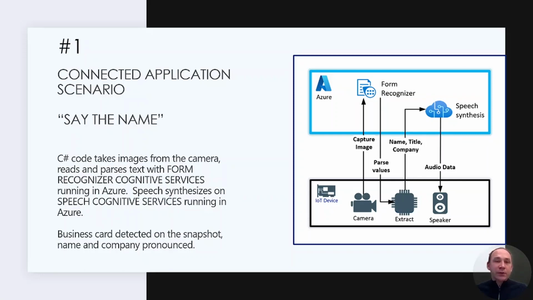And also we take a look at the communication between the IoT device and the Form Recognizer and Speech cognitive services. For Form Recognizer, we will use unsupervised algorithms, just for parsing the business card. So the business card is going to be detected from the snapshot, and the name and company are going to be pronounced through the Speech cognitive services with the generated audio stream, which will be played on a speaker connected to the IoT device. Let's take a look at how this demo works.